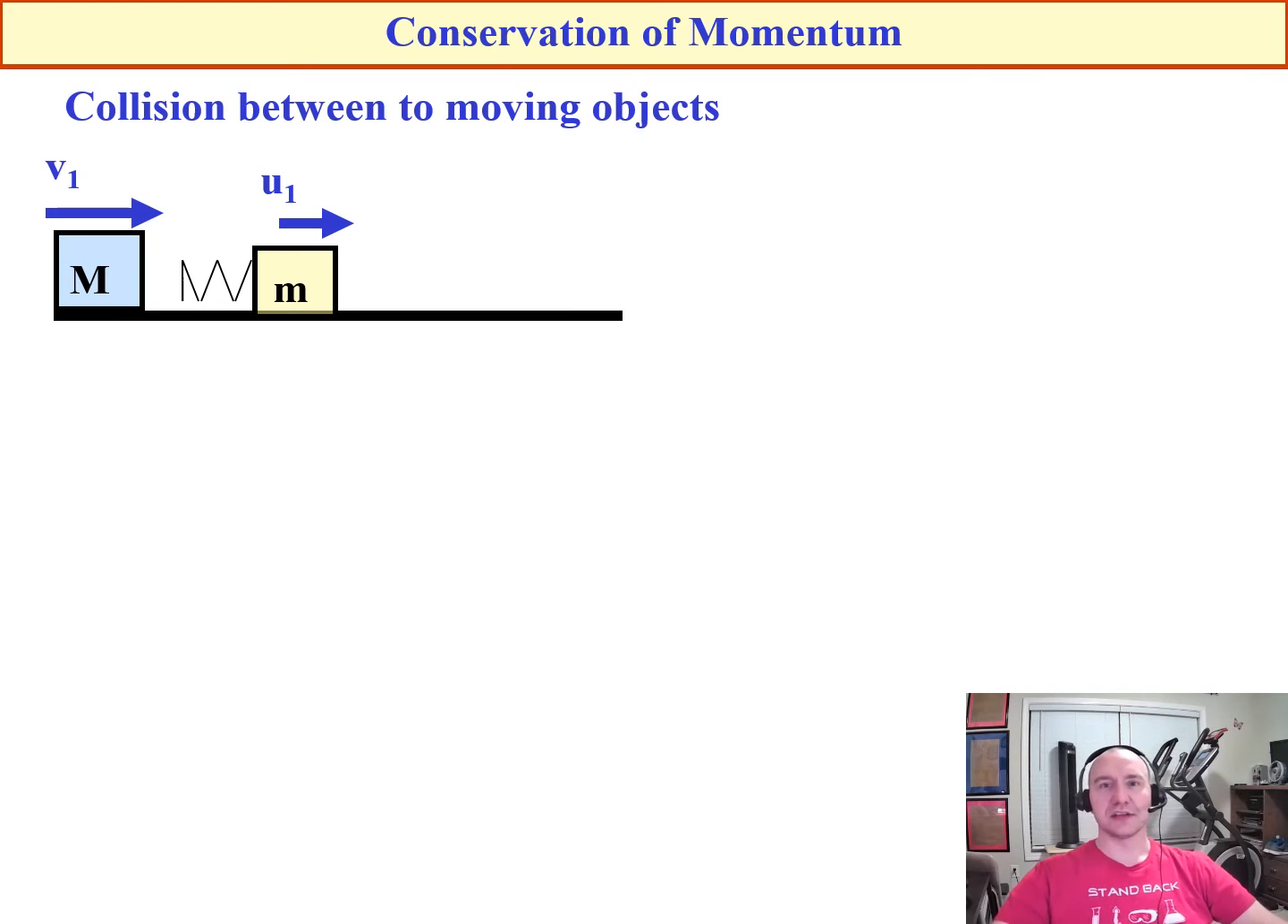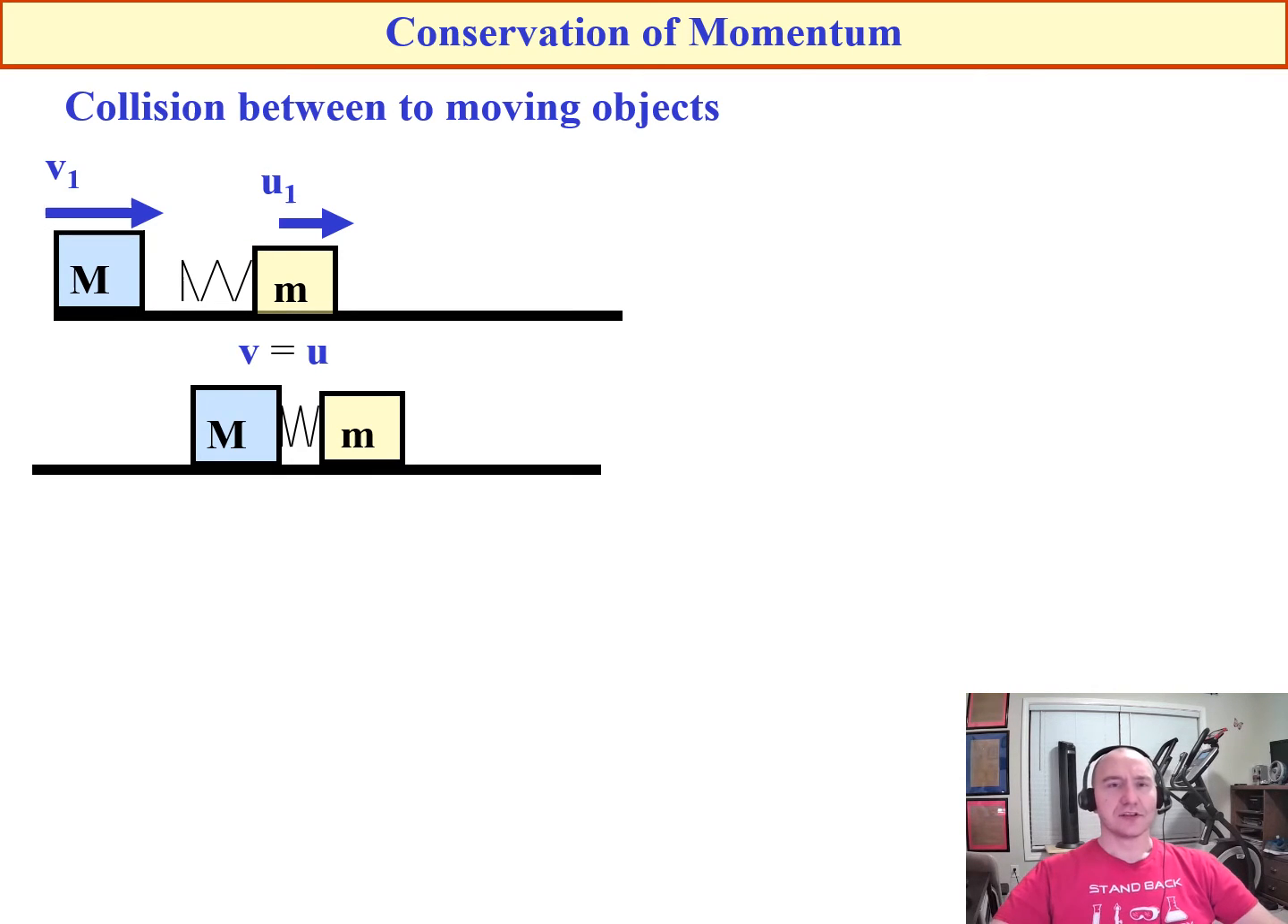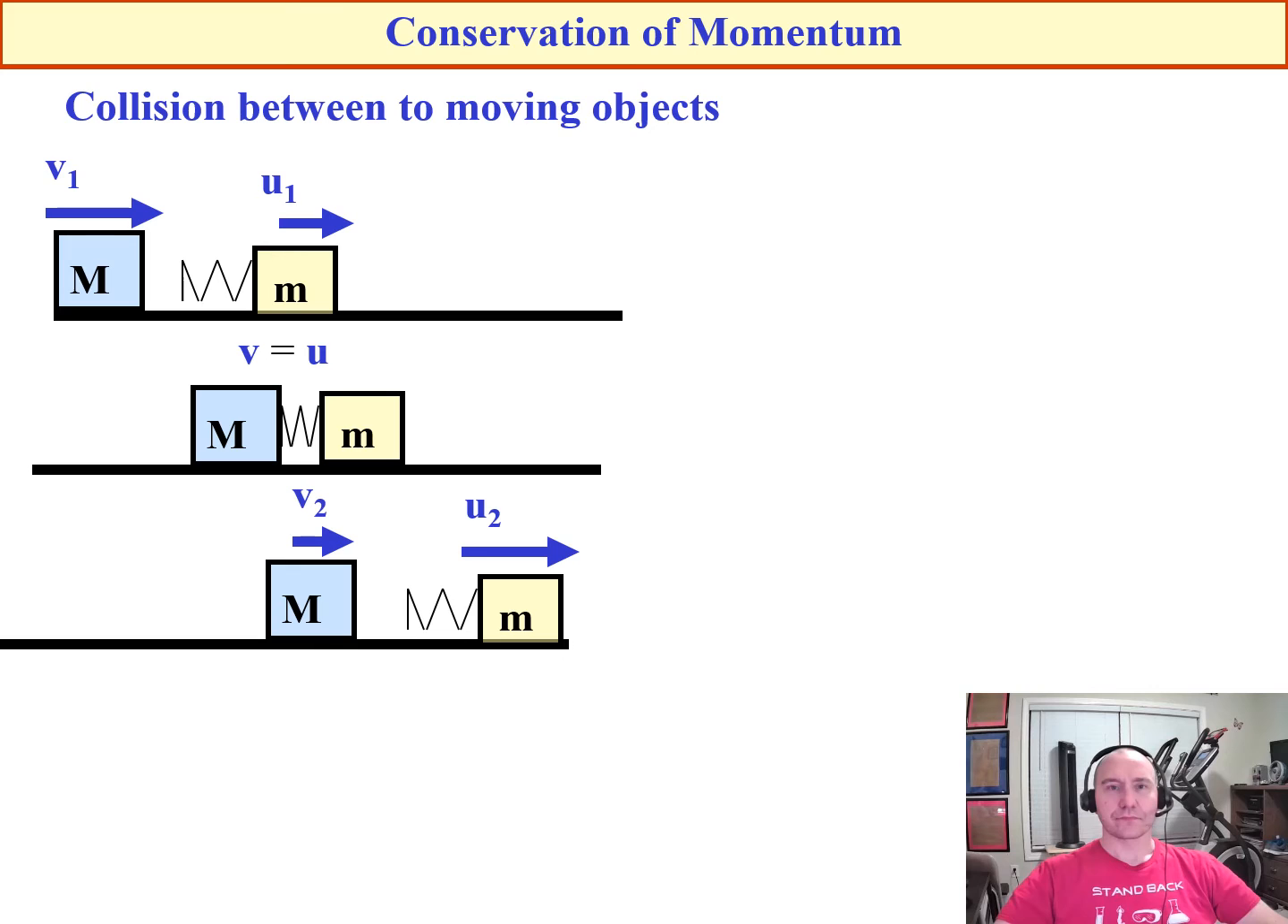All right, so collisions between moving objects. Let's say we have this object right here, this large M and this small m. The large M has a velocity v1, and the small m has a u1. So that's another velocity, just using a different letter for it. And then afterwards they stick together, so the velocity of both of them is going to be the same. In between they stick together, and then afterwards the spring pushes them apart. So they have initial velocities and final velocities for each one.